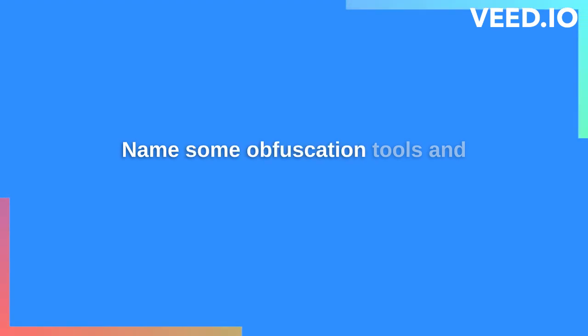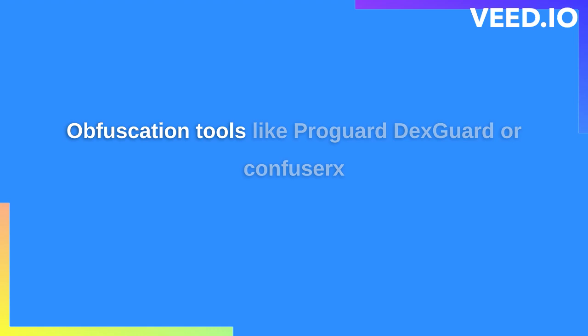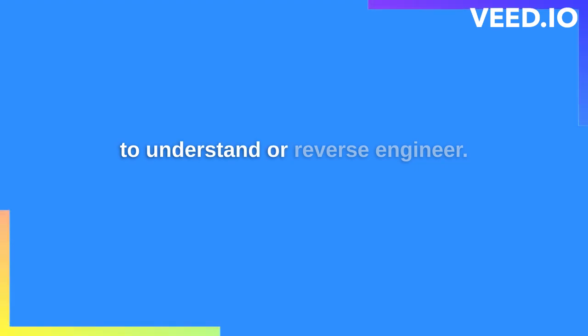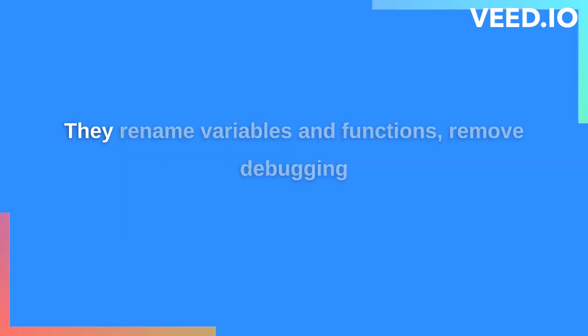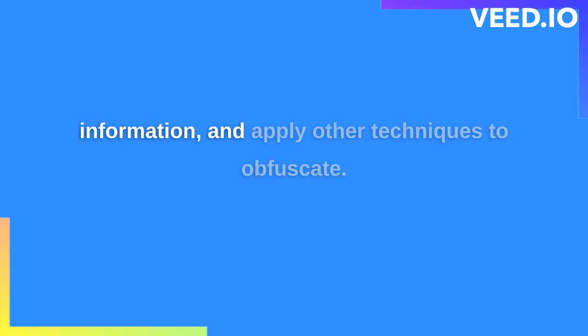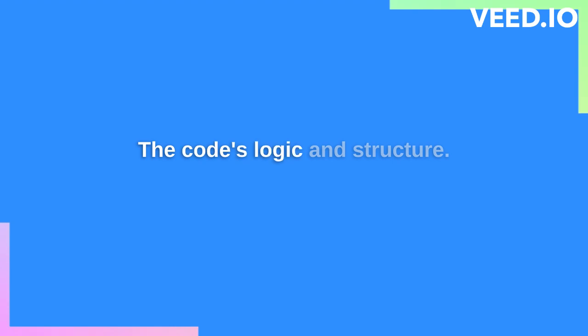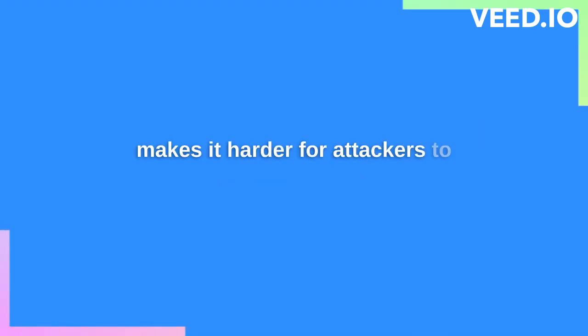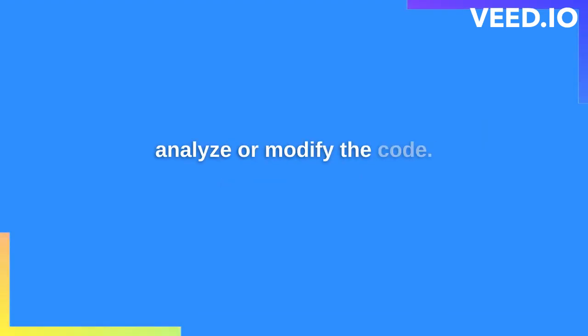Name some obfuscation tools and explain how you use them. Obfuscation tools like ProGuard, DexGuard, or ConfuserX transform code to make it more difficult to understand or reverse engineer. They rename variables and functions, remove debugging information, and apply other techniques to obfuscate the code's logic and structure. Obfuscation helps protect intellectual property and makes it harder for attackers to analyze or modify the code.